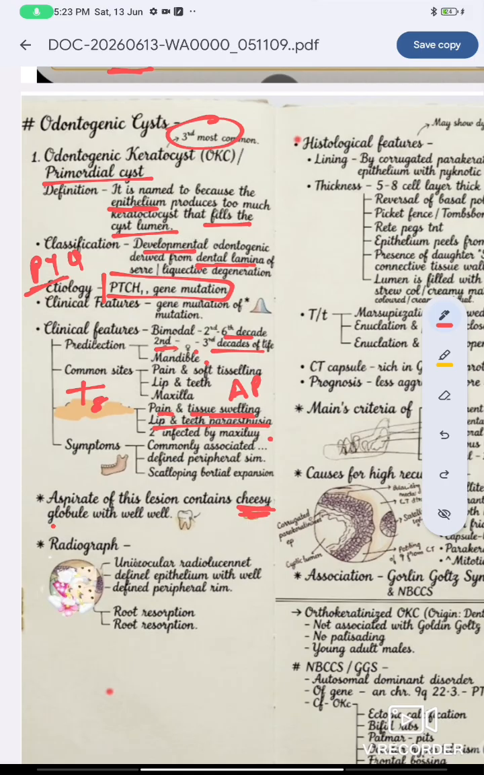Coming to the radiographic feature, it is unilocular, radiolucent, and a well-defined peripheral rim is seen. Adjacent tooth may show root resorption. One thing which differentiates OKC from dentigerous cyst is that the dentigerous cyst is always attached to the tooth at the level of CEJ. If you see a cystic lining attached to the tooth at the level of CEJ, then there are more chances that it is a dentigerous cyst and not an OKC.